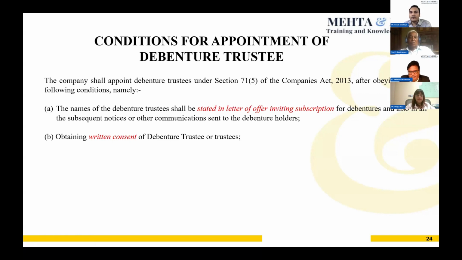And before appointment of the debenture trustee or trustees, in case of more than one trustee, a written consent shall be obtained from such debenture trustees who are being proposed to be appointed, and a statement to that effect shall appear in the letter of offer being issued for invitation for the subscription of the securities.